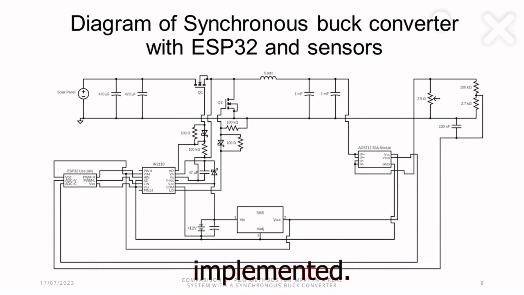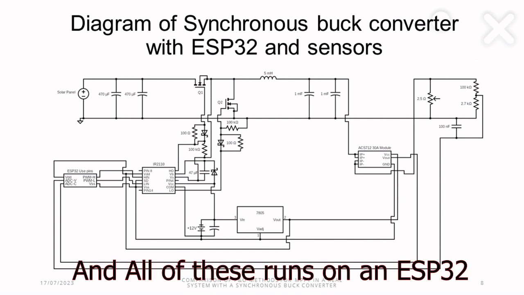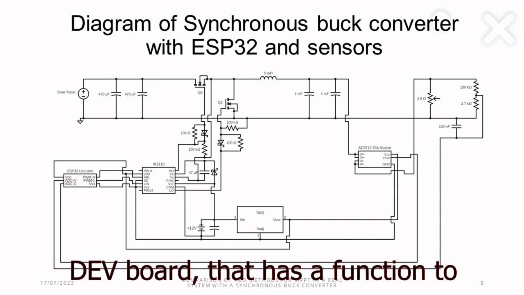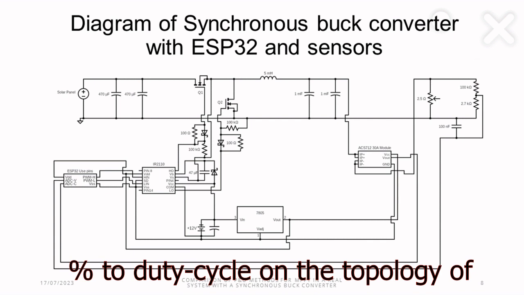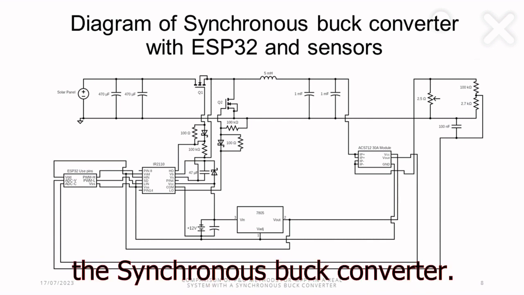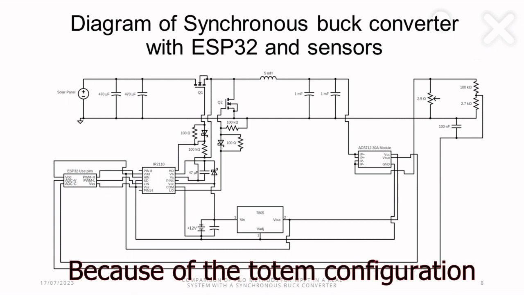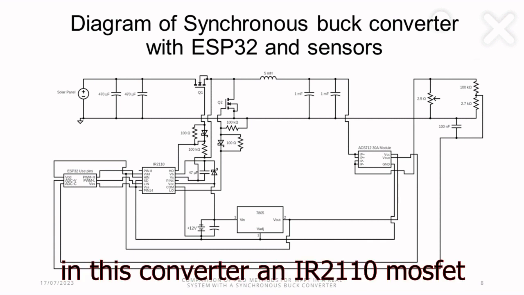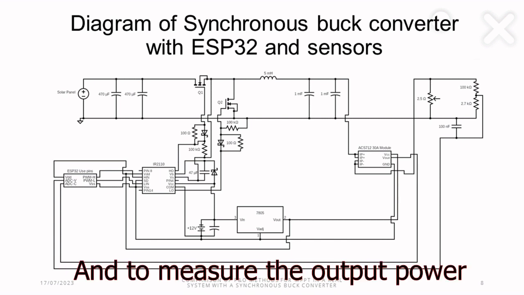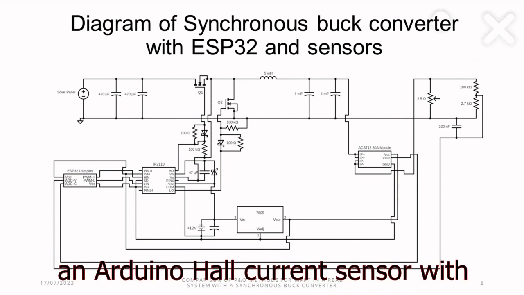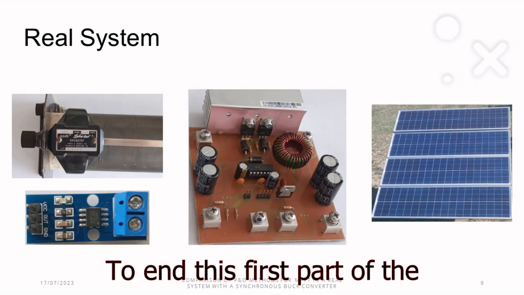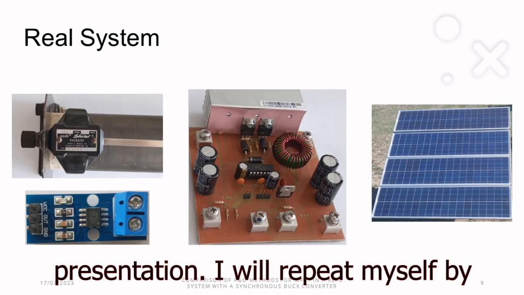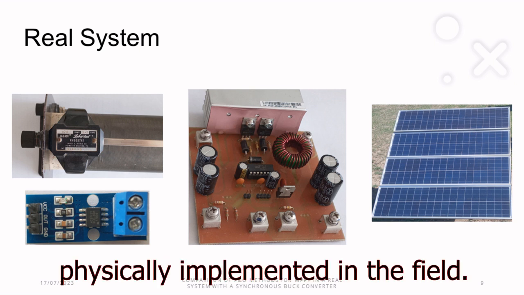These were the methods that are implemented, and all of these run on an ESP32 dev board that has a function to easily translate the variable D in percentage to duty cycle on the topology of the synchronous buck converter. Because of the totem pole configuration in this converter, an IR2110 MOSFET driver is used, and to measure the output power, an Arduino high current sensor with a resistor divider is used. To end this first part of the presentation, I will repeat myself by saying all the elements have been physically implemented in the field.